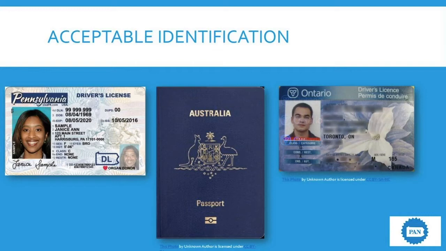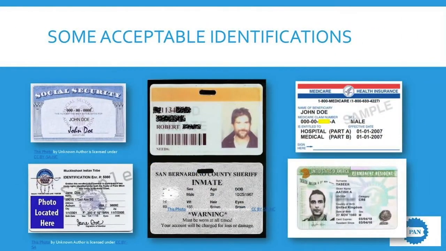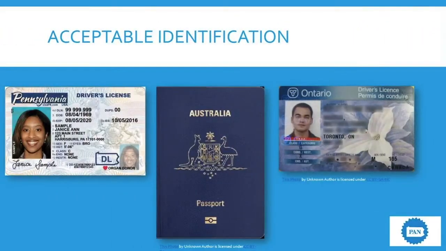A notary must use his or her own discretion when using identification credentials necessary to assure the notarial officer of the identity of the individual. The examples here are the PA driver's license, which has both a picture and a signature. It is the most common ID you will see.